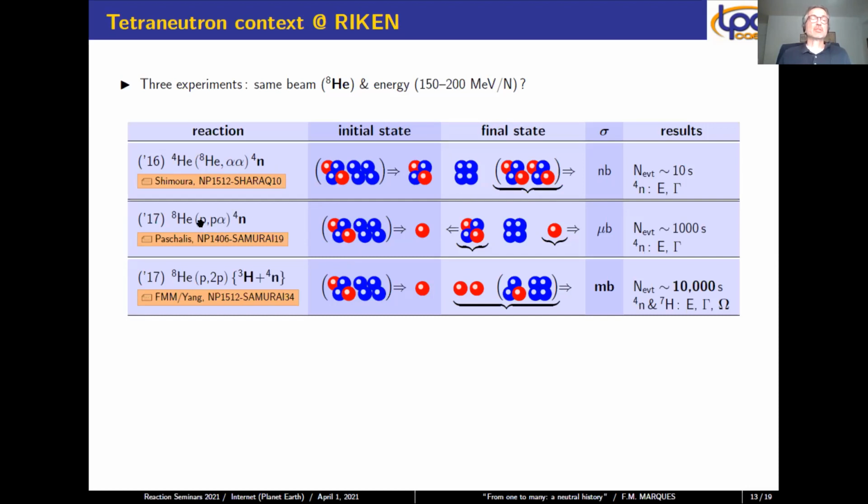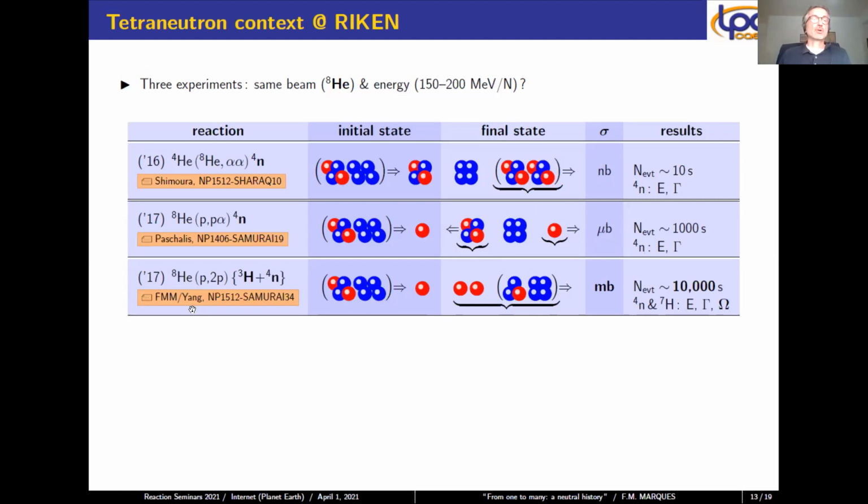And this is measured at 180 degrees in the center of mass. So a head-on collision. So you have the alpha knocked out backward, the proton is knocked out forward, and then the 4 neutrons are left alone without interaction with the other particles. So by measuring the alpha and the proton, you can get the missing mass of the neutrons.